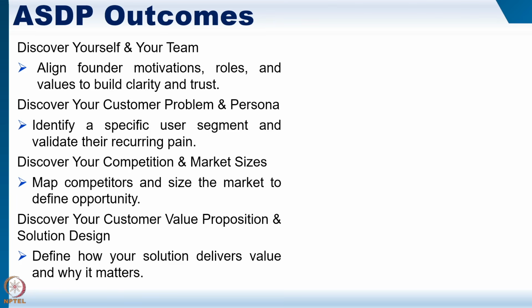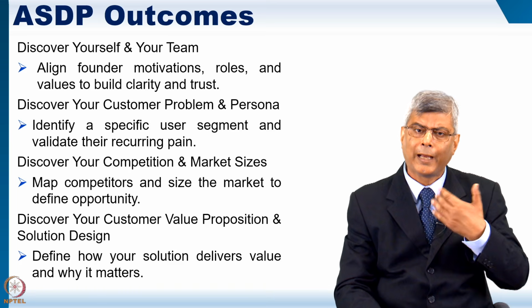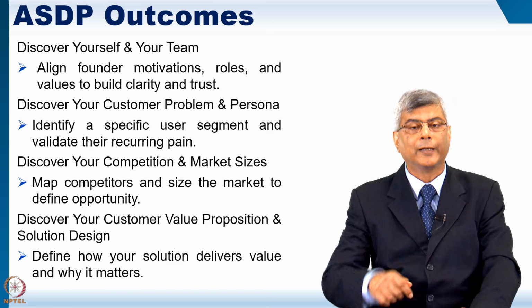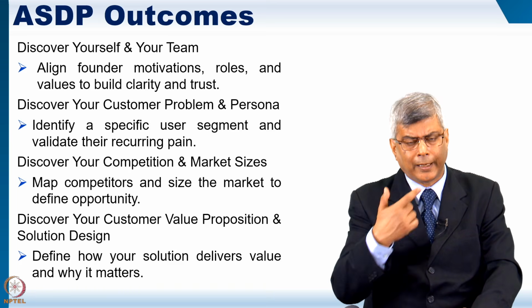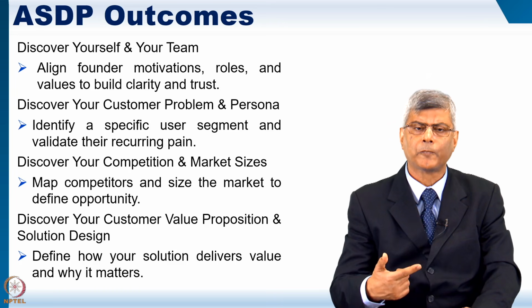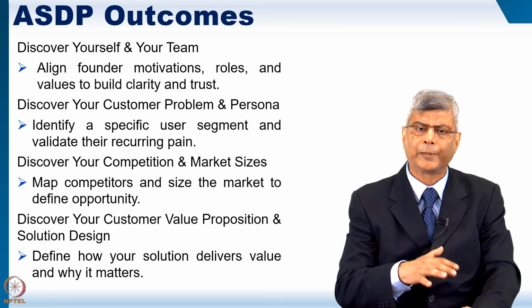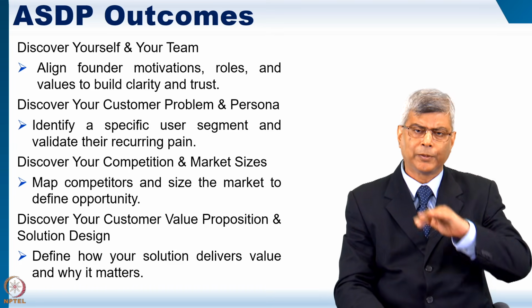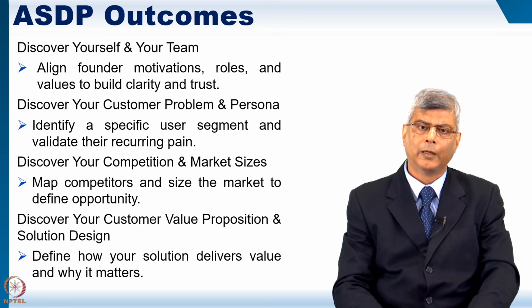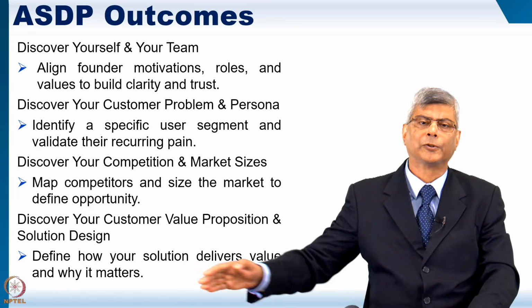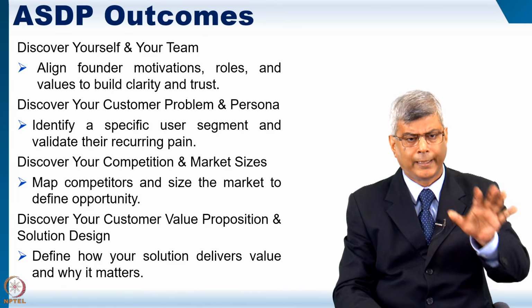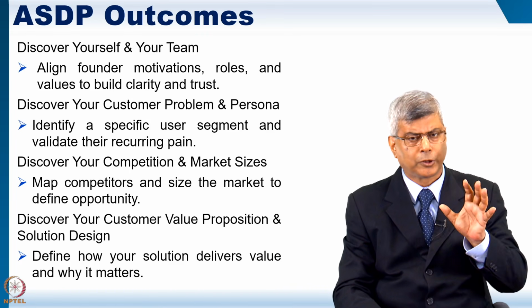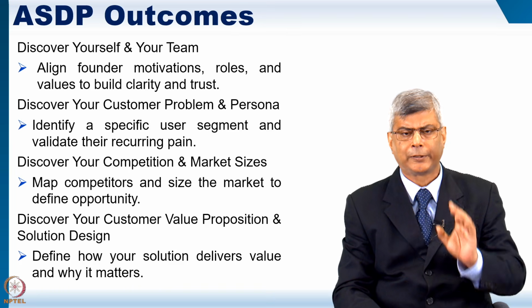Just to recap, here are some of the outcomes which you should try and achieve in an iterative way, not just once, but in an iterative way, because you have to keep adjusting. You have to keep adapting. You have to keep evolving. You have to keep growing. Each of those stages over 1 year, 2 year, 5 year, 10 years, 20 years. As I said, make sure that your team is strong. That's the starting point. That's the ASDP stage number 1.